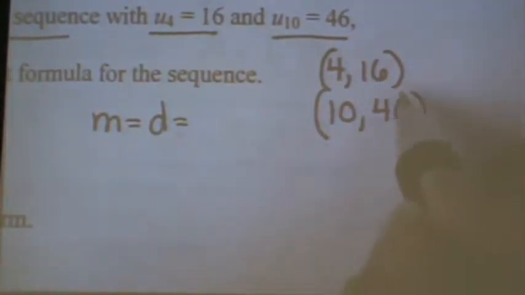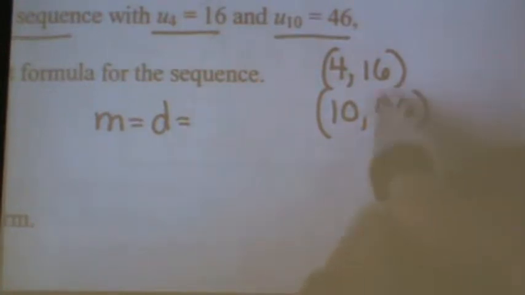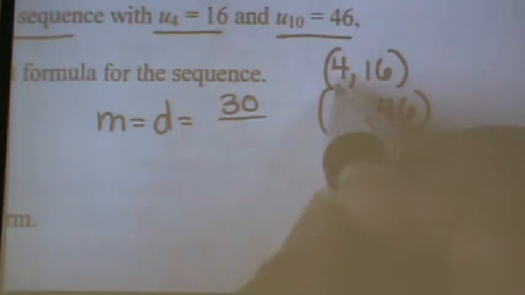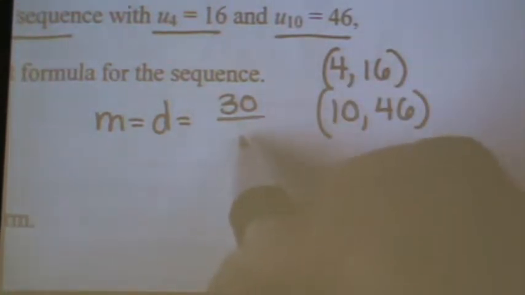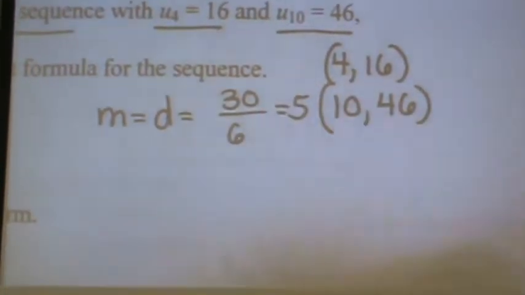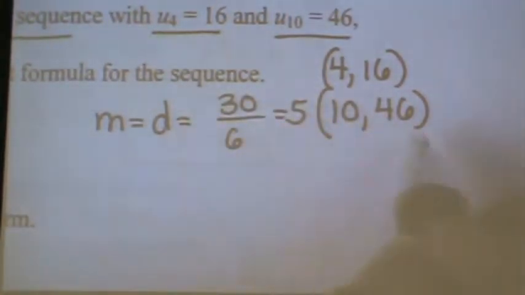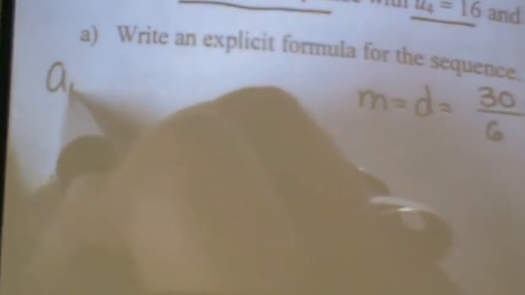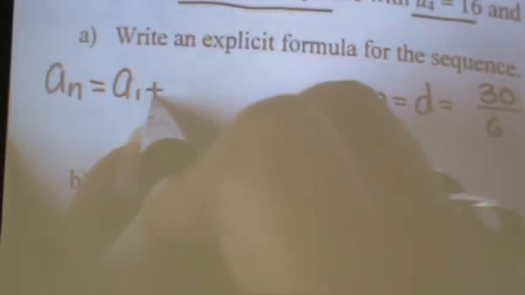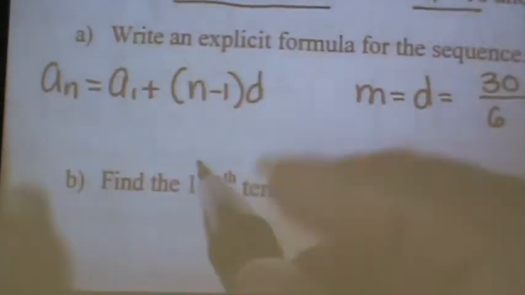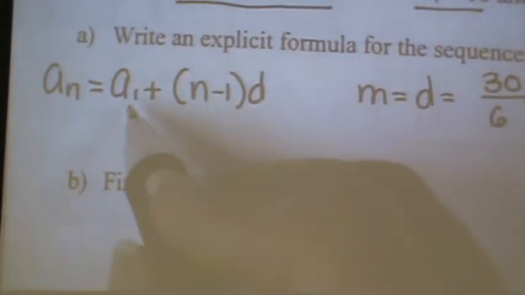So how do you do that? You subtract the y's, what's 46 minus 16? It's 30. What's 10 minus 4, sorry, it's 6, and this is 5. So what's it doing? How are we going from each term? We're adding 5. So the formula for an explicit formula, it looks like this. This is what your explicit formula looks like, right? What's missing is the first term. We don't know what it is.